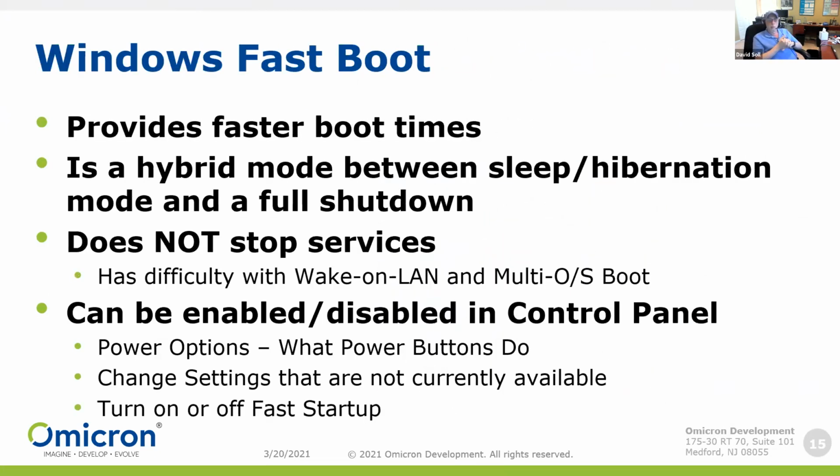Windows Fast Boot. By default, Windows turns on something called Fast Boot. The idea is it provides a faster boot time. Well, sort of. It's kind of a hybrid mode between sleep or hibernation and a full shutdown. So what happens is when Fast Boot is enabled and you shut your computer down, yeah, the computer does turn off, but it really goes into more a sleep or hibernation kind of mode. So that when you turn it back on again, it doesn't have as much to do to boot up. So it boots much faster. That's really convenient. The downside is a lot of things don't work right with it.